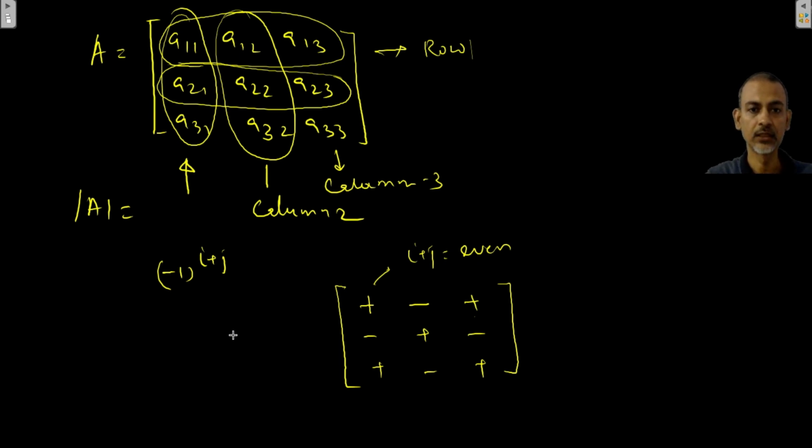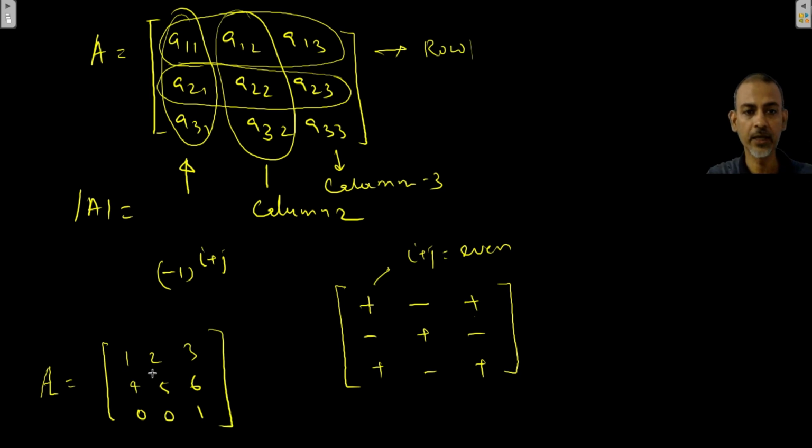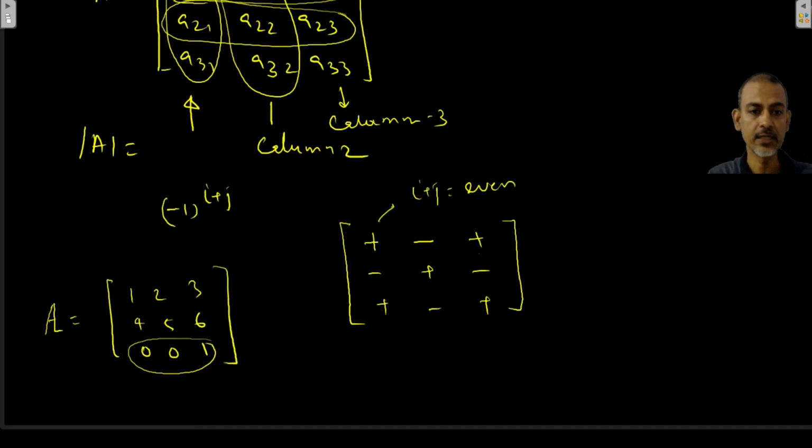And another thing which we need to remember is how we determine along which row or column we should expand. We should always look for the row or column where we have got the maximum number of zeros. So what I mean is, for example, say this is your matrix. Let's say matrix A is given like this: 1, 2, 3, 4, 5, 6 and you have got 0, 0 and 1, right? Now in this case you should not expand along this, but rather expansion along this will be helpful.